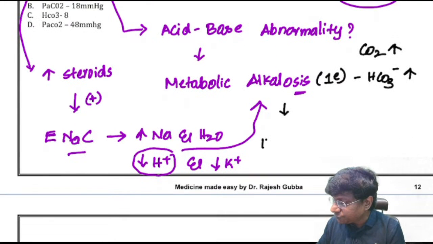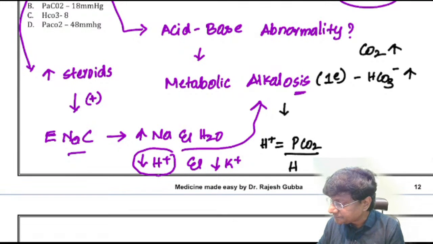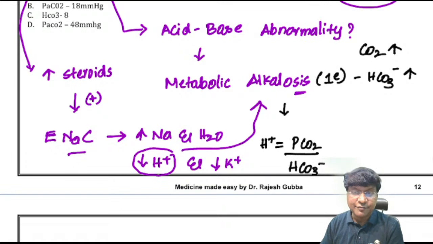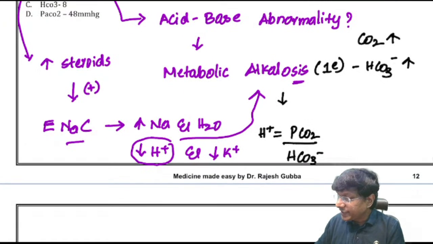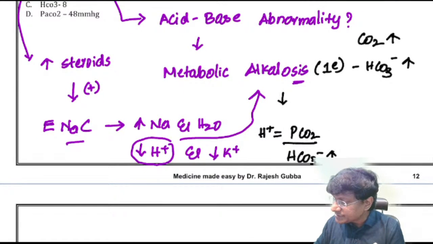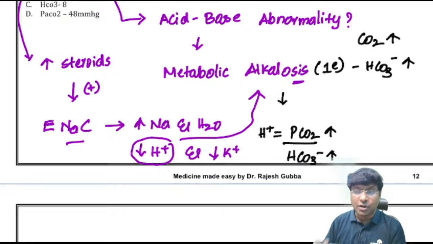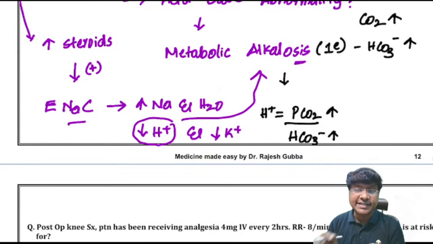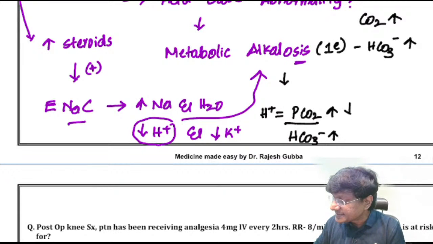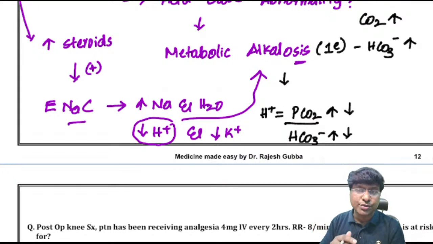I have given you one formula: H plus ion is equal to partial pressure of carbon dioxide divided by bicarbonate. This is the formula that I have taught you. So when your bicarbonate increases, the partial pressure of carbon dioxide also should increase. Then only the H plus ion will remain constant. Or the other way around, when your carbon dioxide decreases, your bicarbonate also should decrease. Then only the H plus ion will remain constant.